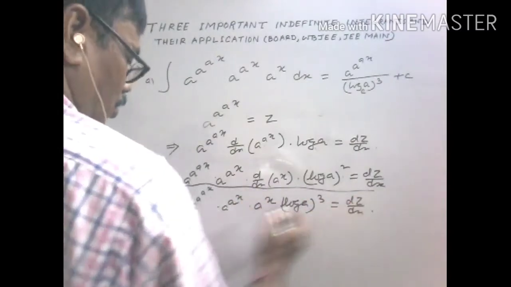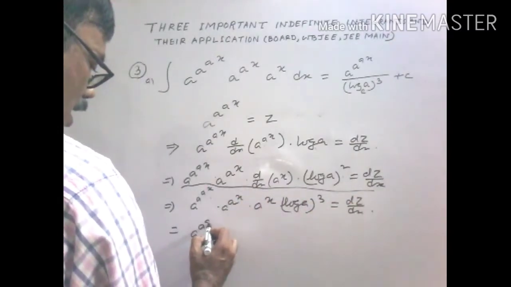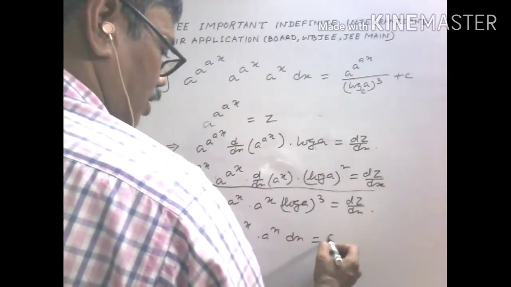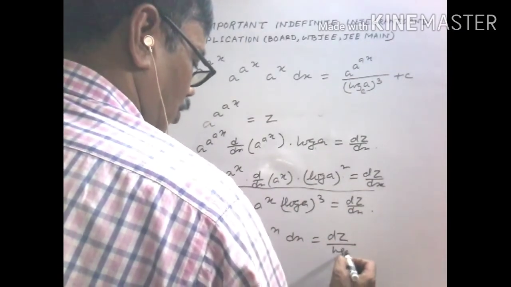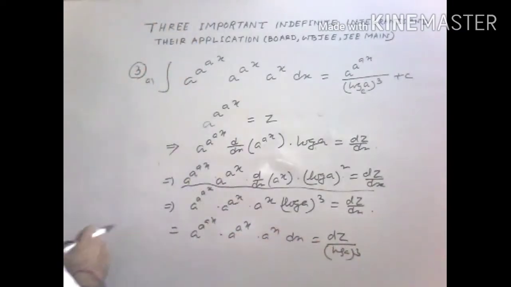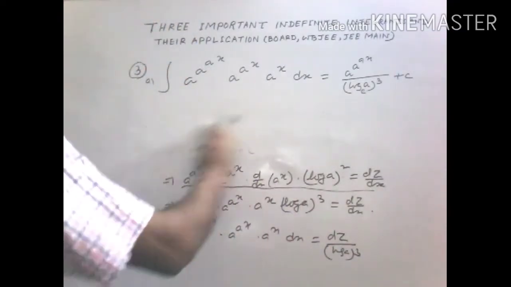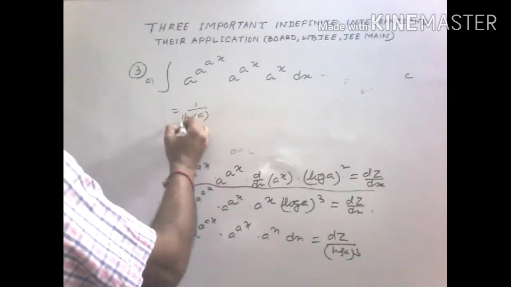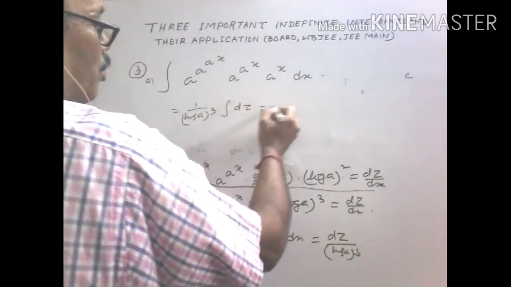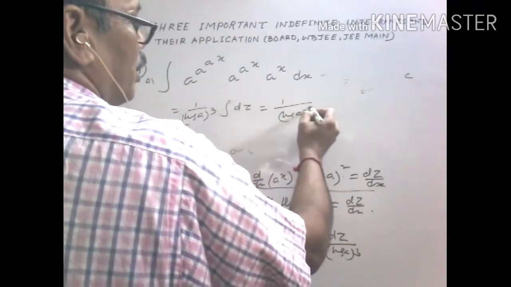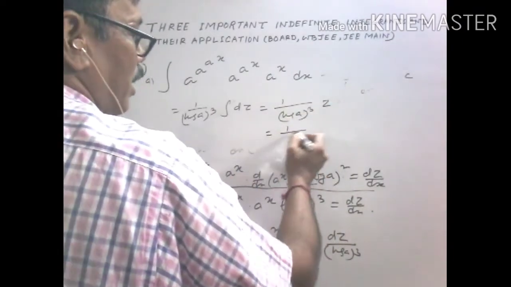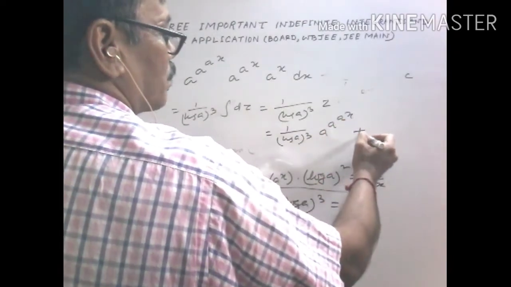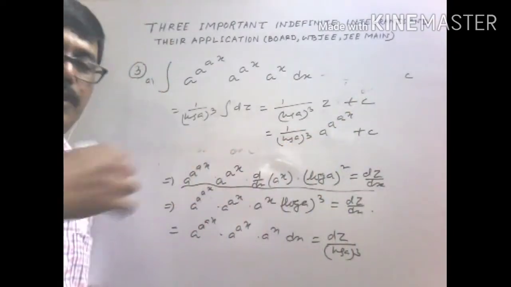So what are we getting? Look, a to the power x, a to the power x dx is dz by log a whole cube. So the first integral reduces to 1 by log a whole cube into dz. So 1 by log a whole cube into z. Now what is z? z is a to the power x plus c.